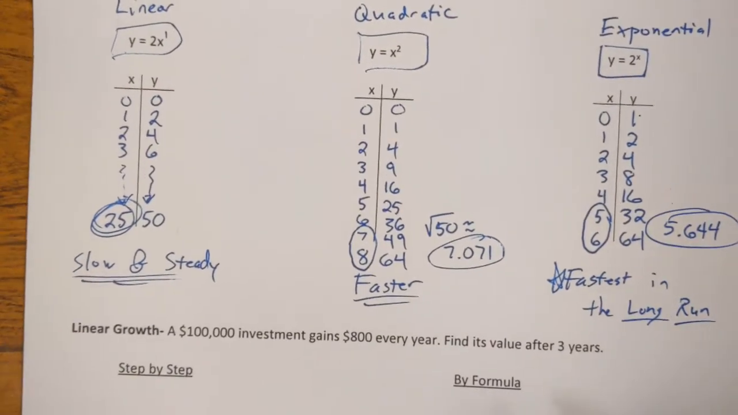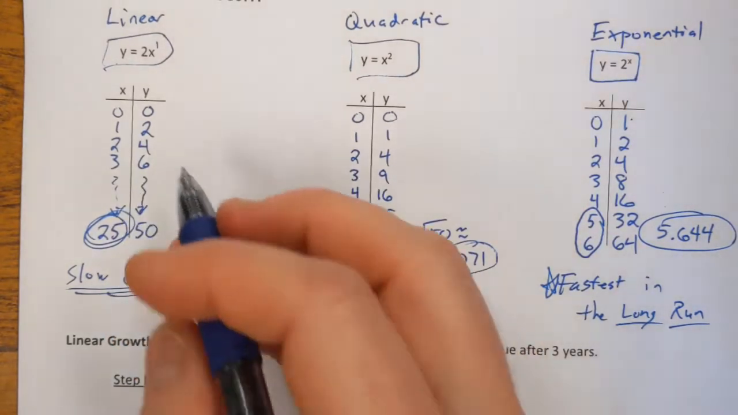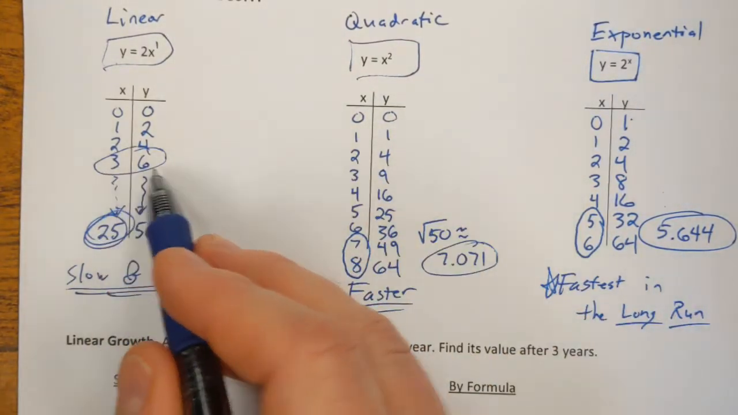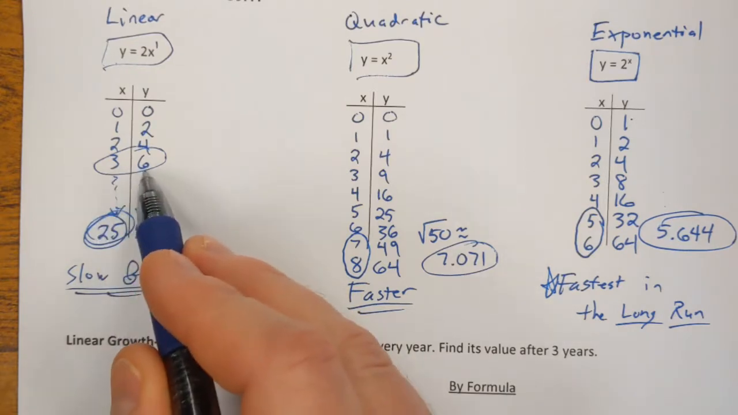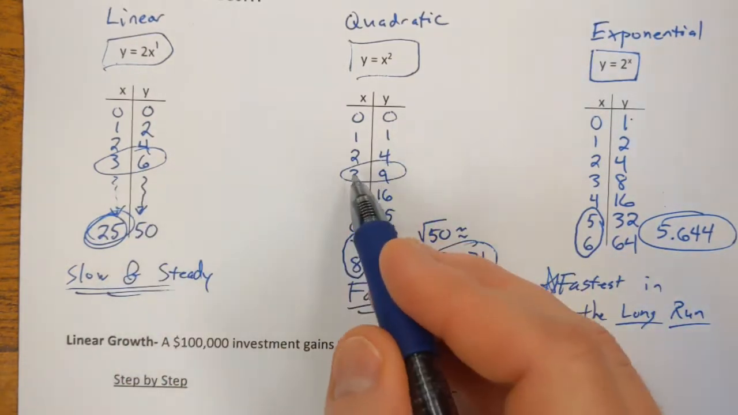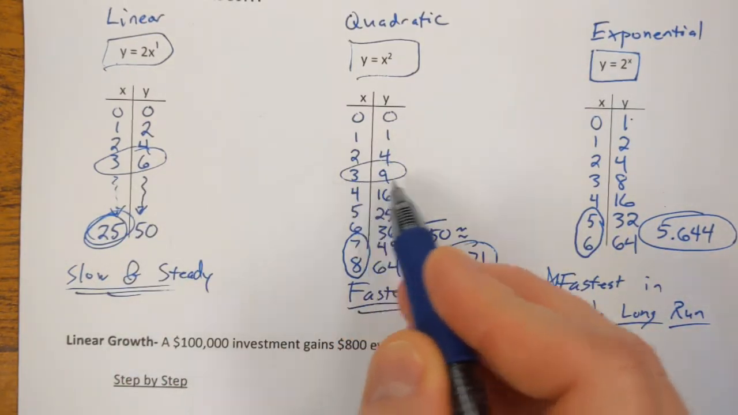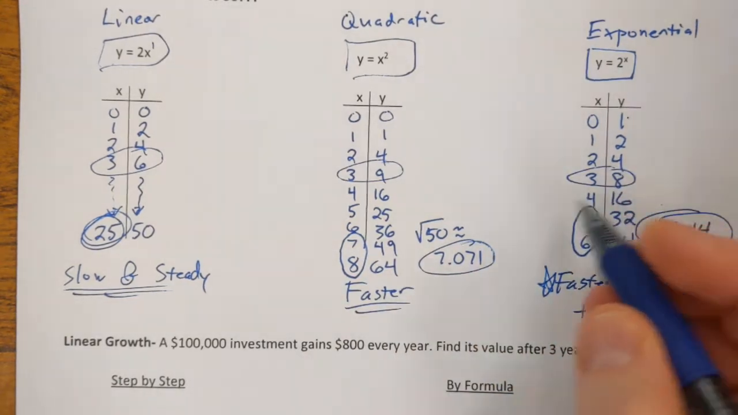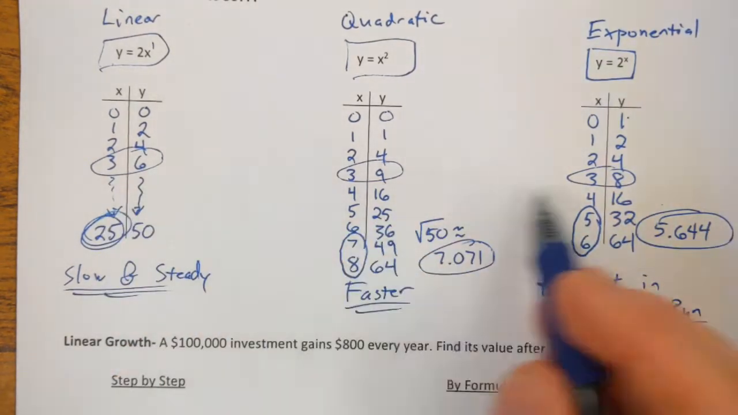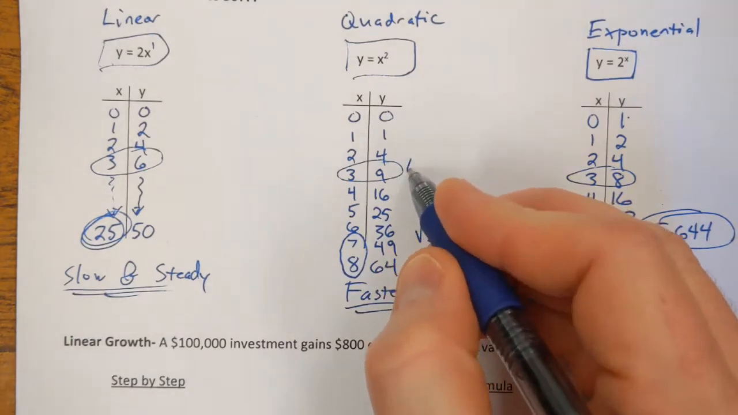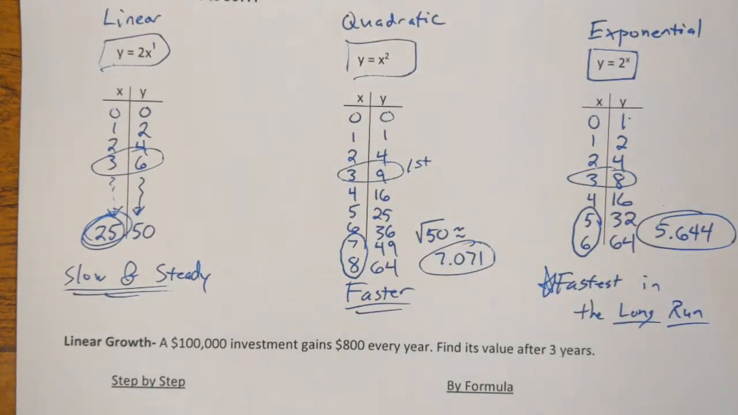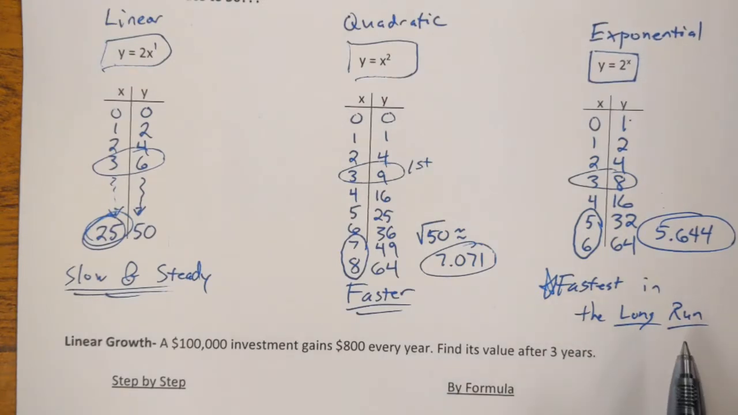And if you kind of compare, let's look after 3 seconds. After 3 seconds, linear had made it 6 yards. Quadratic had actually made it 9 yards. Exponential had only made it 8 yards. Here, after 3 seconds, you'll see that quadratic is actually in the lead at that point. So exponential, it doesn't always win in the short term. In the short term, sometimes it gets beat. But if you give it enough time, it will always win in the long run.